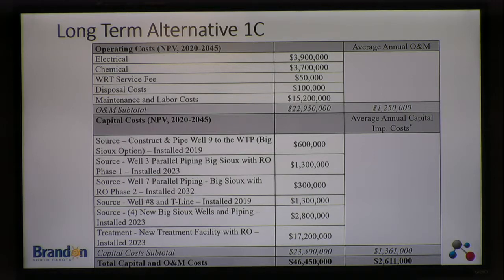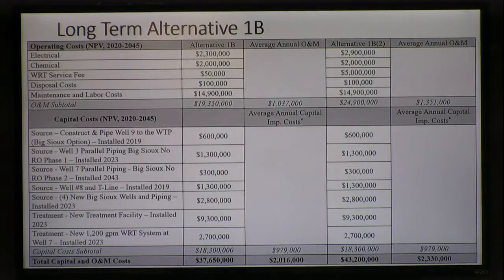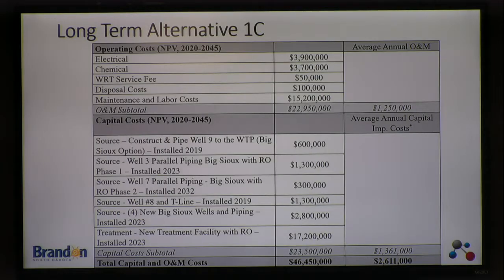Whereas in the prior one, the treatment facility cost is down here around 10 million. But you also add to that the WRT. So your treatment capacity is probably $12 million, $13 million for treatment capability in this case. In this case, because you're doing RO, it's a little bit more expensive. But all this other infrastructure to get wells piped to the plant and so forth.